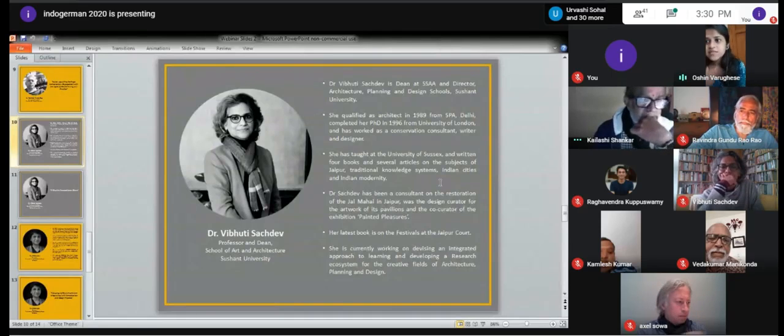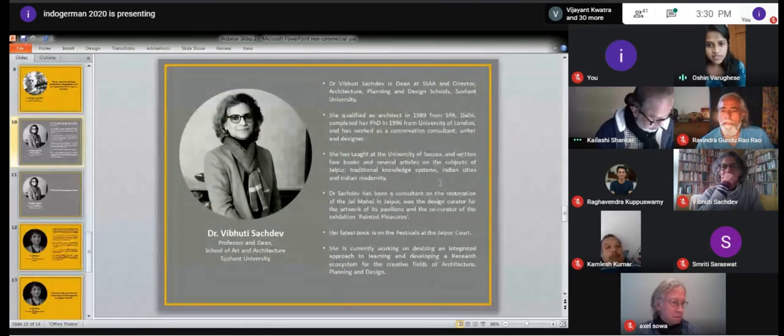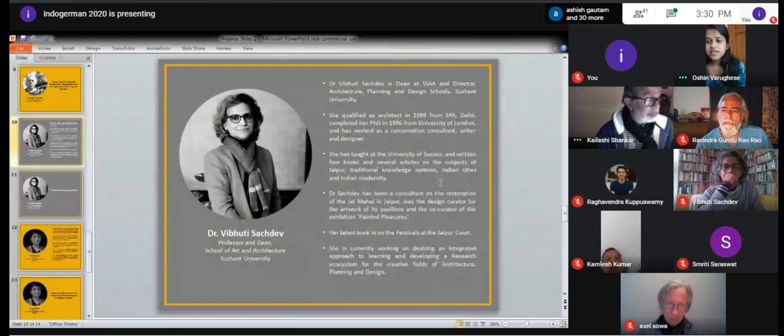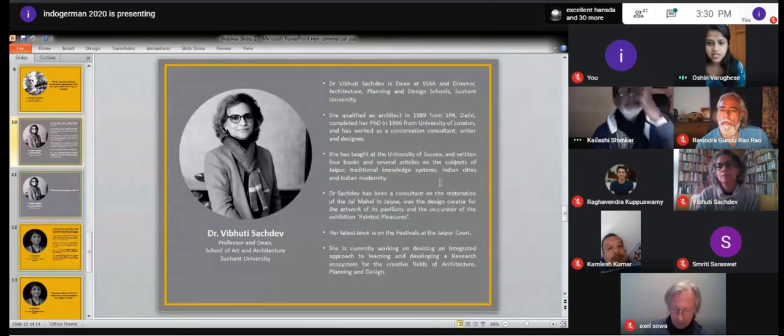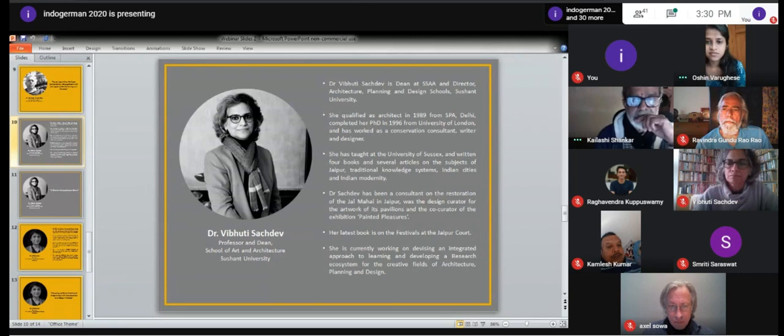Dr. Sachdev has been a consultant on the restoration of the Jal Mahal in Jaipur, was the design curator for the artwork of its pavilions, and the co-curator of the exhibition called Painted Pleasures. She is currently working on devising an integrated approach to learning and developing a research ecosystem for the creative fields of architecture, planning, and design. May I now kindly call upon Vibhuti ma'am to give her talk, A Shastric Perspective on Stone.